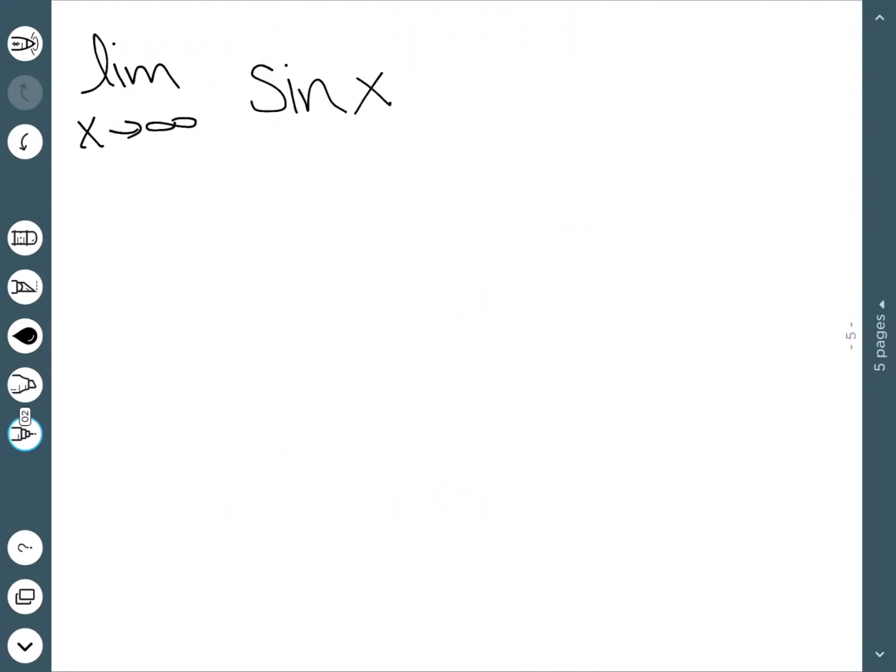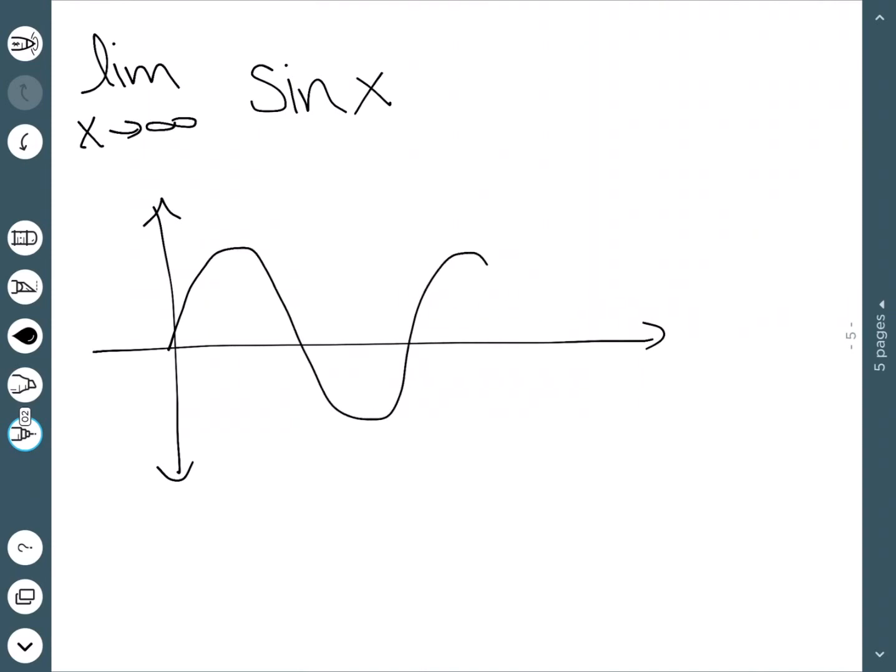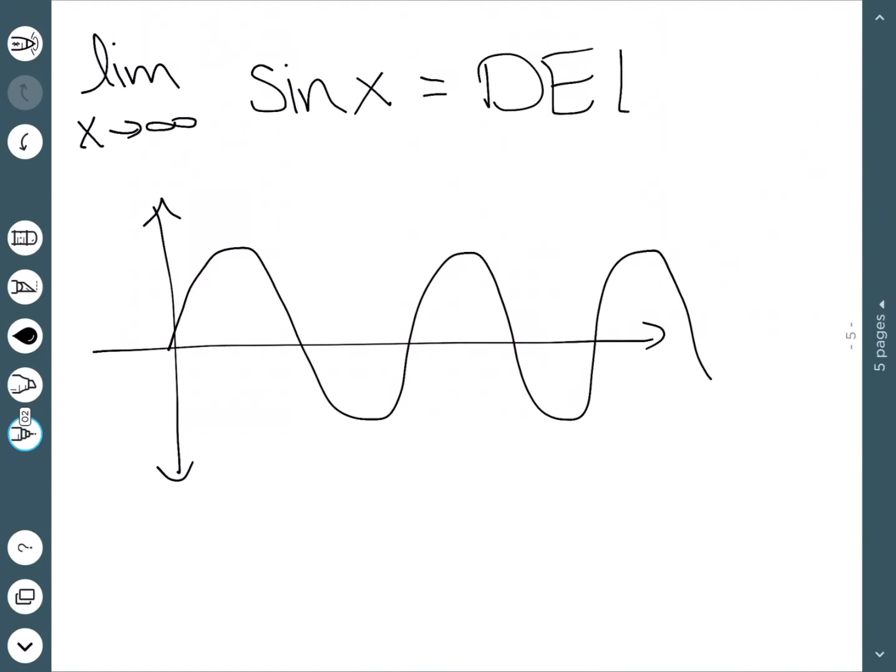If we want to look at the limit as x goes to infinity of sine, well, we can think what the sine graph looks like. And it's just going to oscillate back and forth forever. So this one does not exist because as we move further and further and further to the right, we don't actually reach a number, we just continue to oscillate.